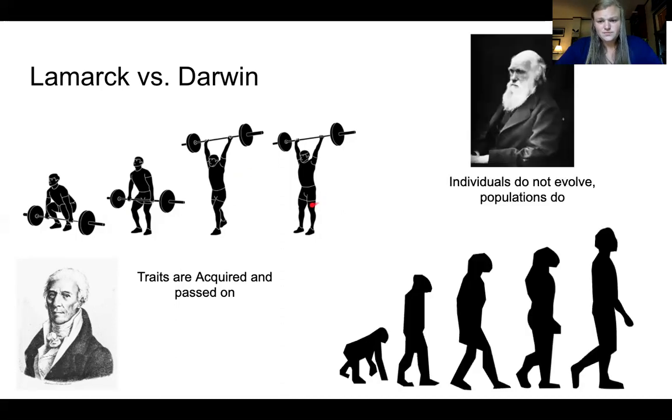Darwin disagreed. Darwin thought that individuals don't actually evolve. He noticed that over the course of a lifetime, an individual doesn't change all that much outside of growth and development. He thought that populations as a whole evolve. And that is how we think of it today. Individuals do not evolve.